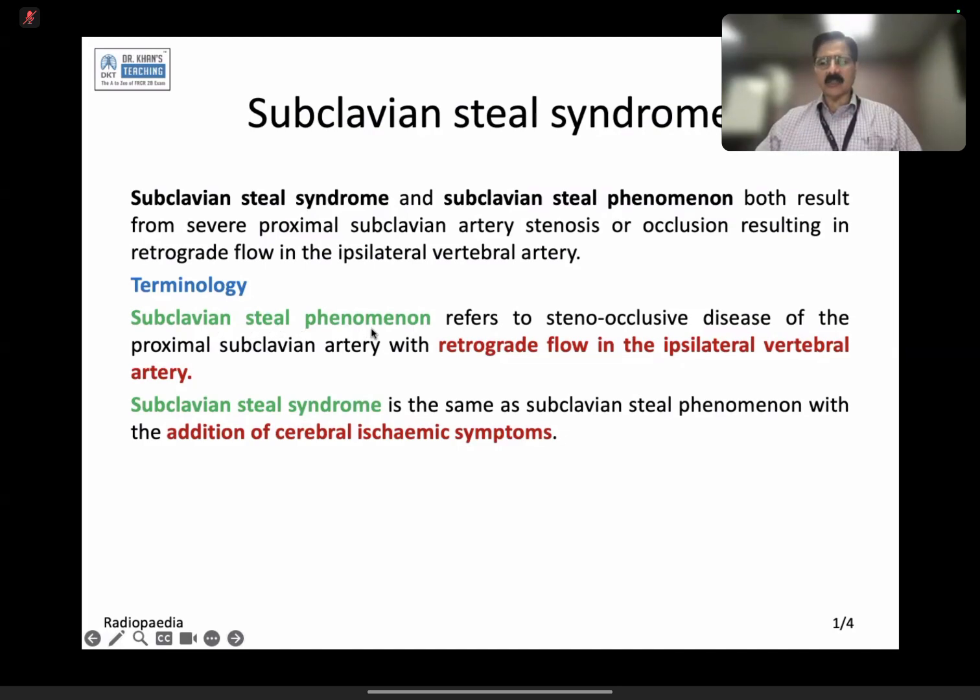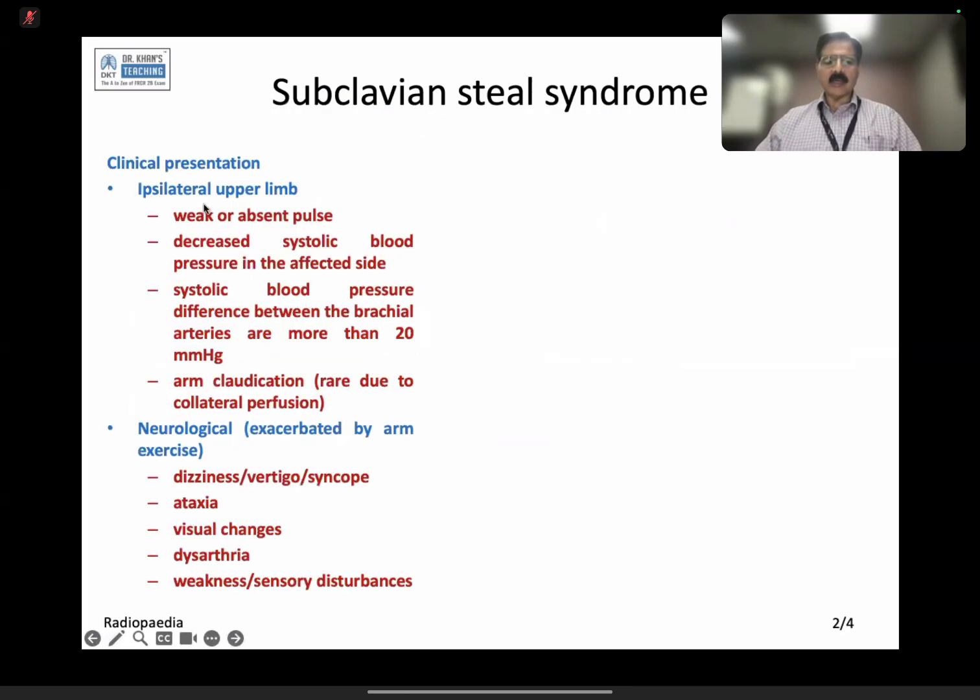Basically, when the finding is there but symptoms are not there, that is the phenomenon. But when there are ischemic symptoms, then we call it subclavian steal syndrome. And so these can be the symptoms. They can be of the ipsilateral upper limb, weak or absent pulse. Systolic blood pressure can be affected; it might be 20 mm less than the other side. There can be claudication when the patient is using that arm. And there can be neurological symptoms: dizziness, ataxia, visual change, dysarthria, weakness, and sensory disturbances.